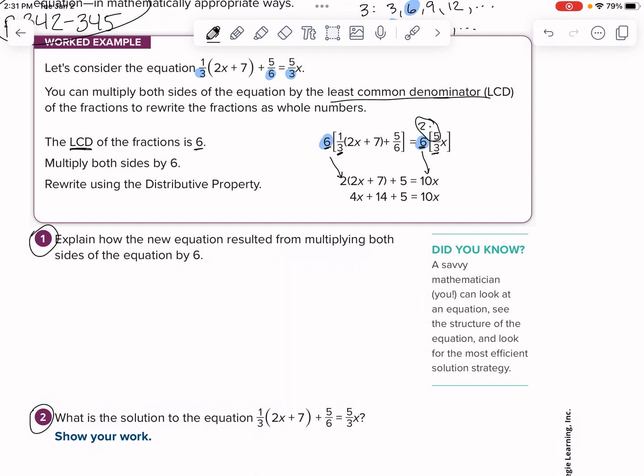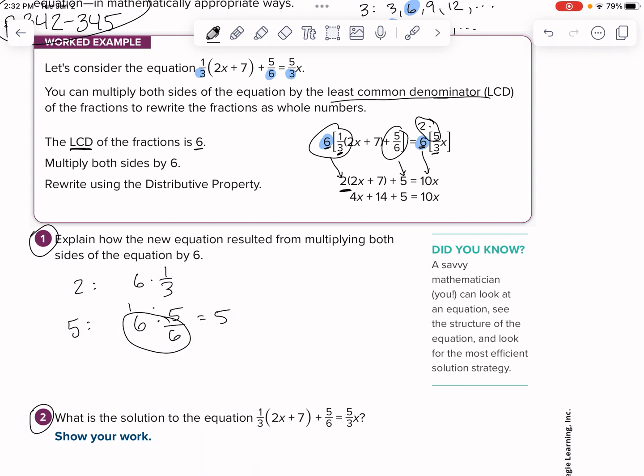So with this, we got this 2 here, right? The 2 was because we did the 6 times the 1/3. That's from this part. The next part is the 5/6. This 5/6 became 5. The reason is because 6 times 5/6, if you take that, divide it, it's 1. And 1 times 5 is just 5.